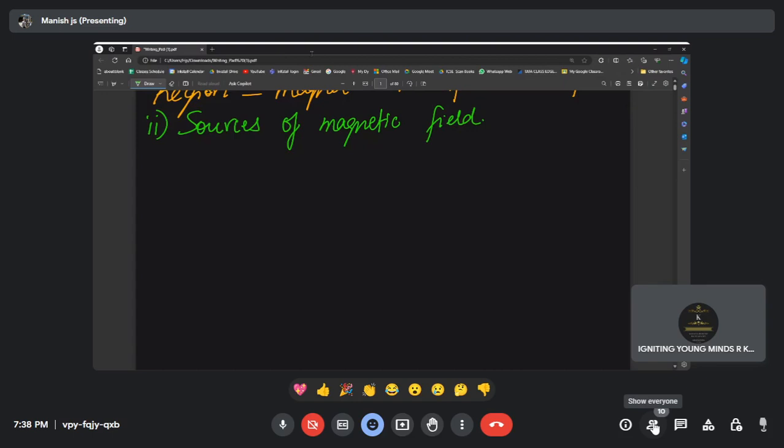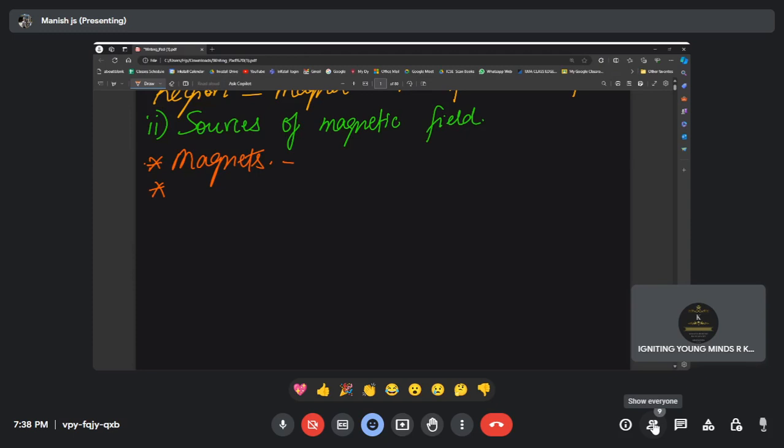First one is obviously something called magnets. Yeah, so you all know about magnets. So obviously magnets are a classic source. In magnets itself, you have so many different varieties of magnets. You have bar magnets, you have horseshoe magnets, etc. So general magnets is the first source. Apart from magnets, what are the other sources that can create magnetic field?